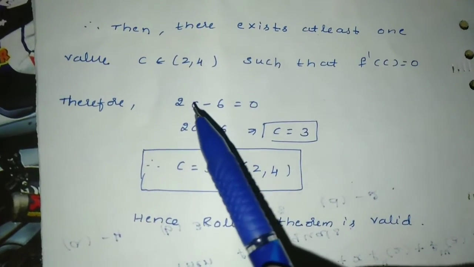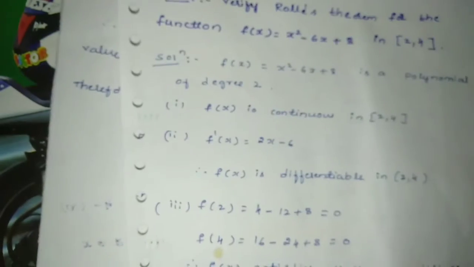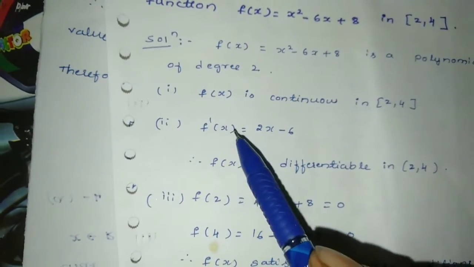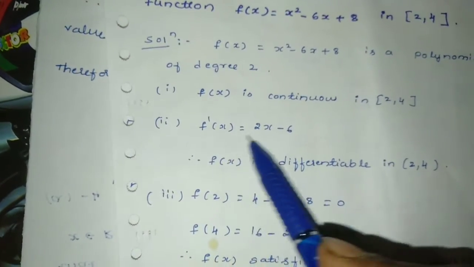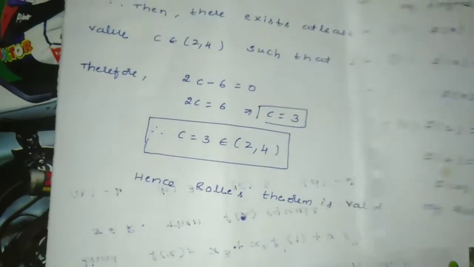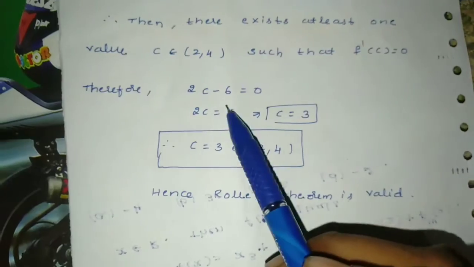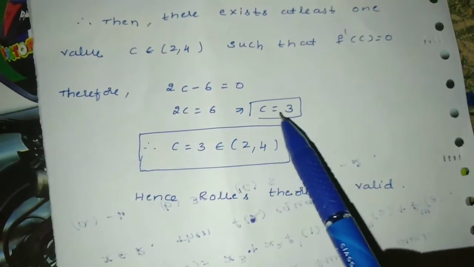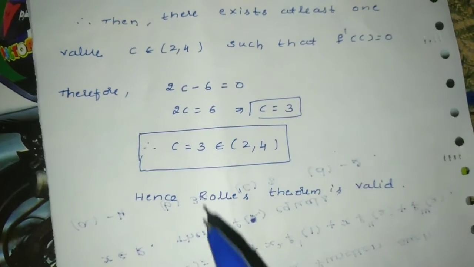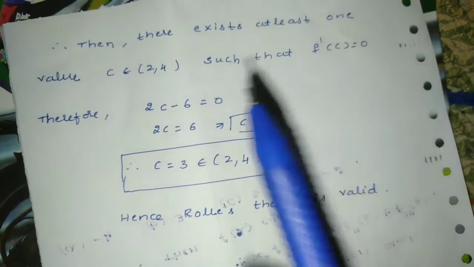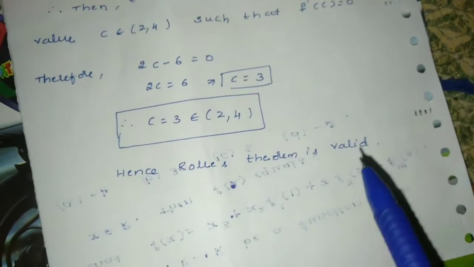Therefore, in place of x we replaced c. We get 2c minus 6. 2c minus 6 equal to 0. 2c is equal to 6. Solving this we get c value is 3. Therefore 3 belongs to this interval. Hence Rolle's theorem is verified.